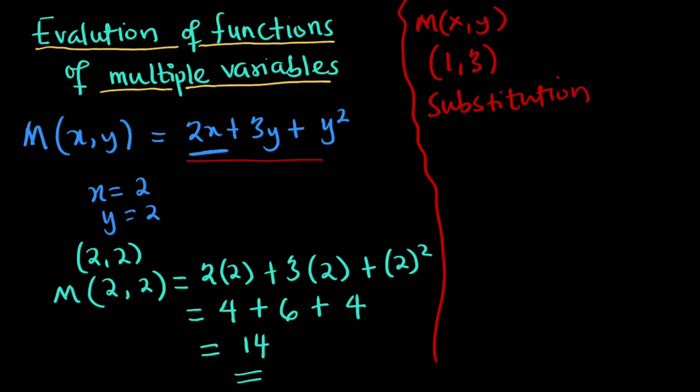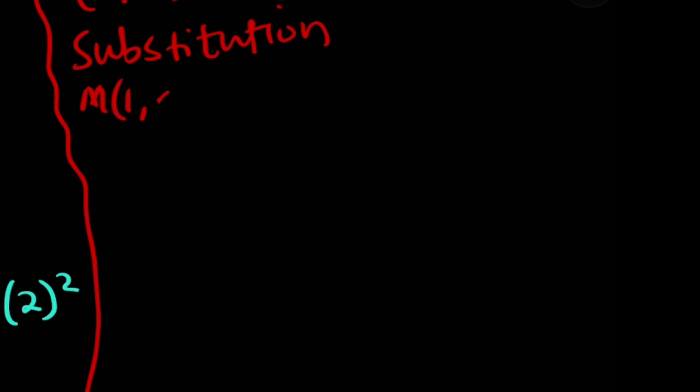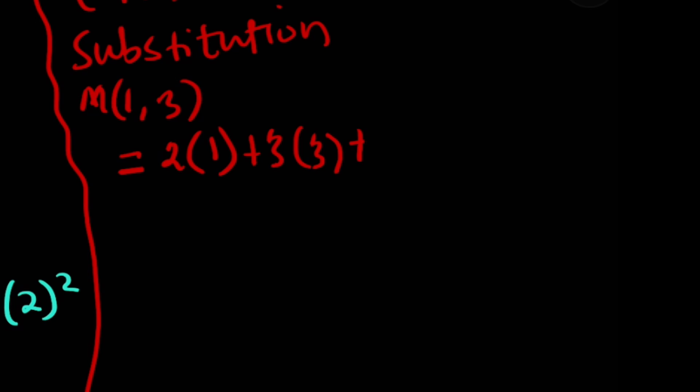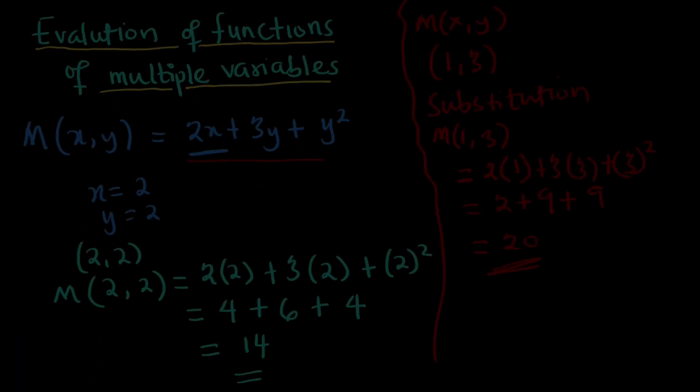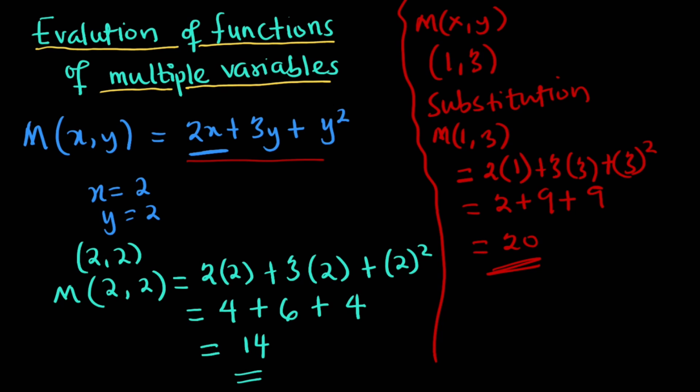So based on this expression which is given, m of (1, 3) would simply be equal to 2 times 1, since x is equal to 1 in this case, plus 3 times 3, since y is equal to 3 in this case, plus 3 squared, since y is equal to 3 in this case. And this should simply give you 2 plus 3 times 3, which is 9, plus 3 squared, which is also 9. And this should give you 9 plus 9, which is 18, plus 2, that should give you 20. And the functional value at the point (1, 3) should be equal to 20 for this particular function that I've given.